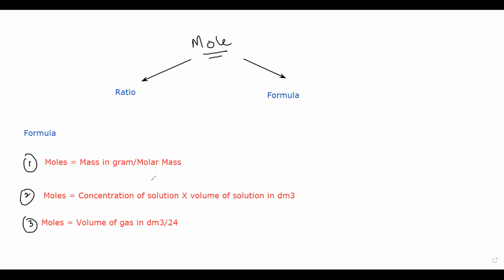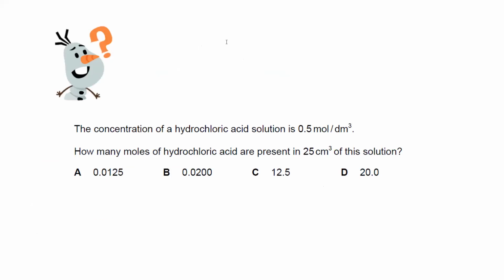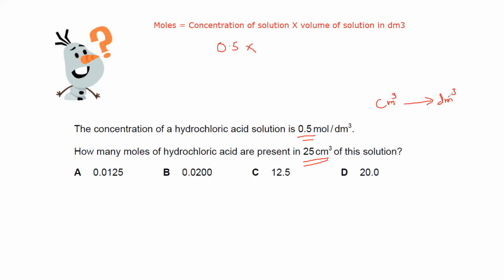The second formula states that moles is the concentration of the solution multiplied by the volume of the solution. As in the question, the concentration is given as 0.5. Now what about the volume of the solution? The volume is 25, but that is in cm cube. So you have to convert the volume from cm cube to decimeter cube, and to convert we divide by 1000.